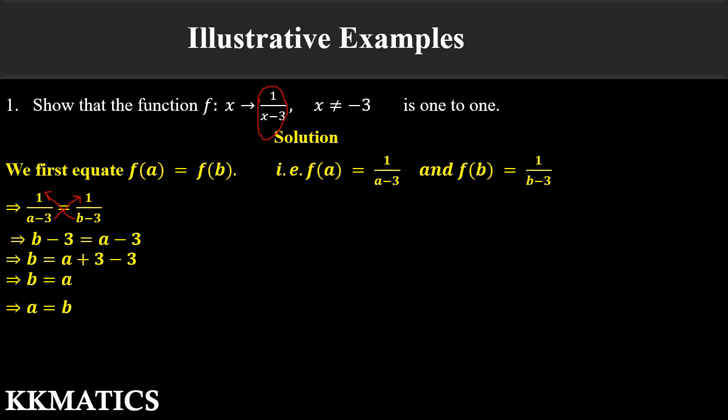And so we've proven from this that if f of a equals f of b, this implies that a equals b, and therefore this function is a one-to-one function. And so we've proven that.